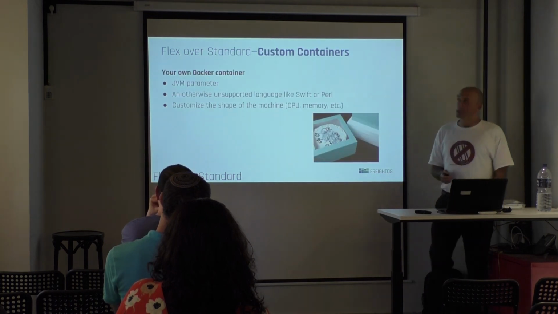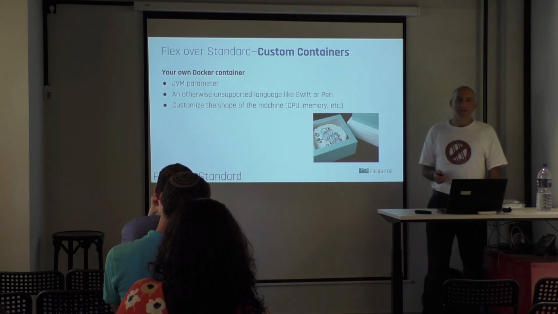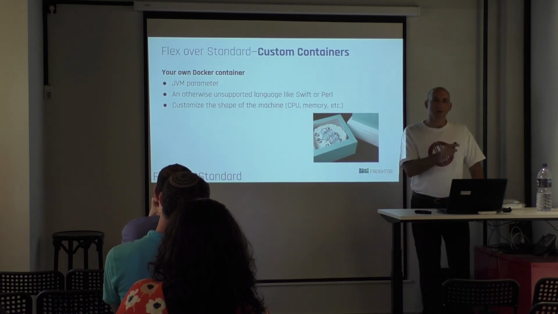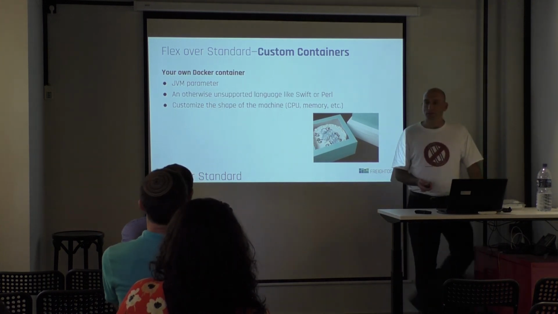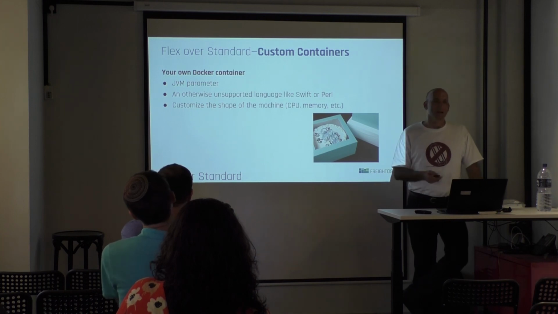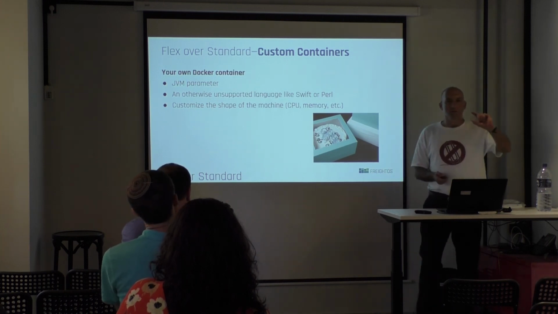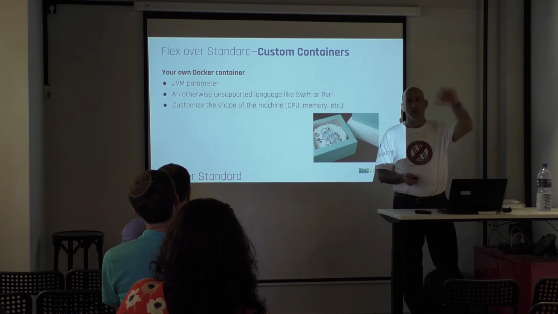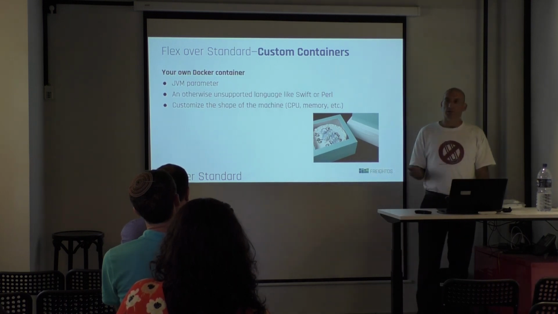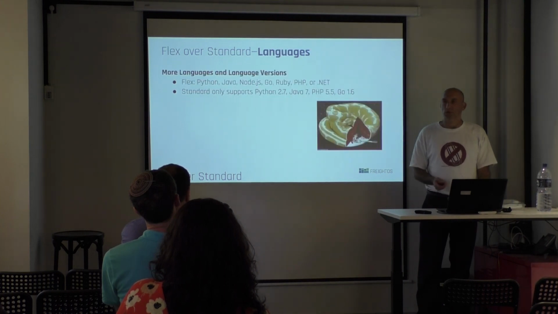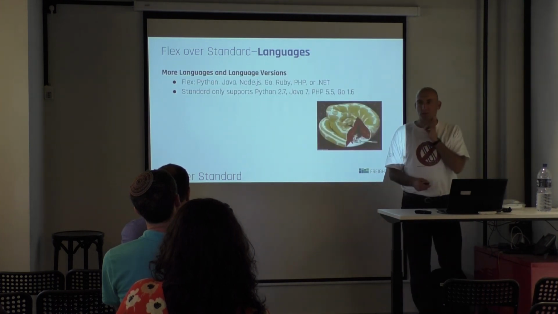Another use case of Flex is your own Docker. It is Docker. Flex runs in Docker. So you can customize the JVM parameters. You can use an otherwise unsupported language, Swift, Perl, go wild. Remember, you have control of the layer between the network and the operating system. It's Docker. You can customize the shape with CPU or memory as you choose, as opposed to the more bundled solution of the standard environment.